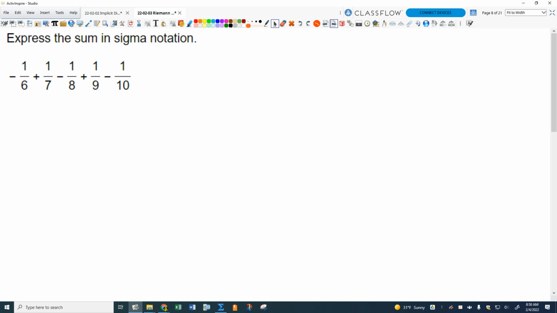There are multiple ways you could do this. For example, I'll illustrate what I mean here. What if we chose to write this as the sum as i, they always use k, I like to use i. What if i starts at 1? How would I do it? How many terms would I have, first of all? 5, okay.